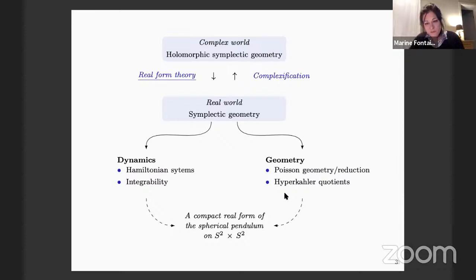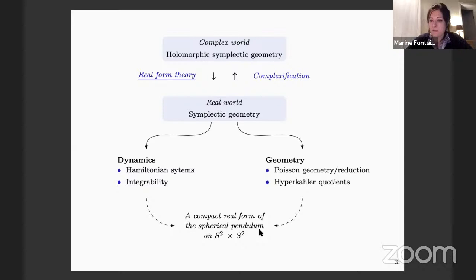And this is actually used, you will see, to find an example that we will call a compact real form for the spherical pendulum. So the spherical pendulum is a real Hamiltonian system, which is defined on a cotangent bundle of a sphere. And in fact, we will see that S2 cross S2 can be seen as another real form of the same holomorphic system. And we will see what the spherical pendulum is on that form.